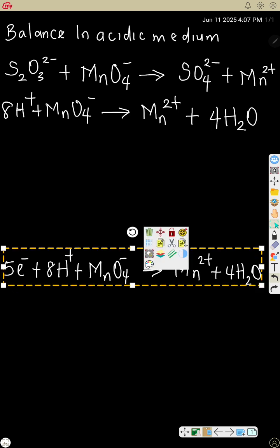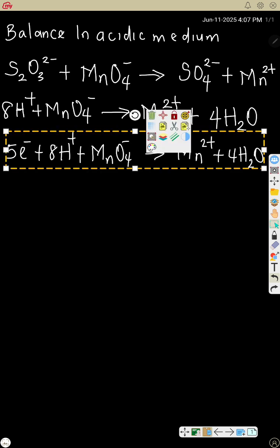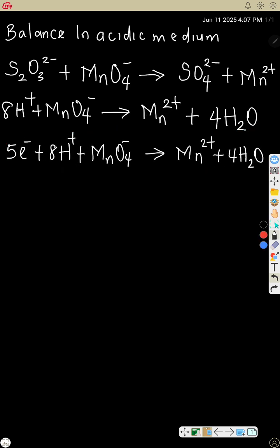You can check whether it's balanced or not. How many hydrogen do you have here? 8. How many hydrogen do you have here? 8, 4 times 2, 8. How many manganese do you have here? 1. How many here? 1. How many oxygen do you have here? 4. How many do you have here? 4. So the atoms are balanced.